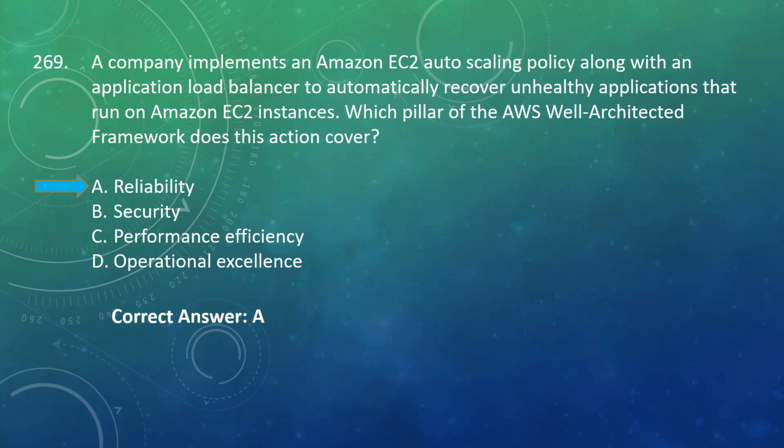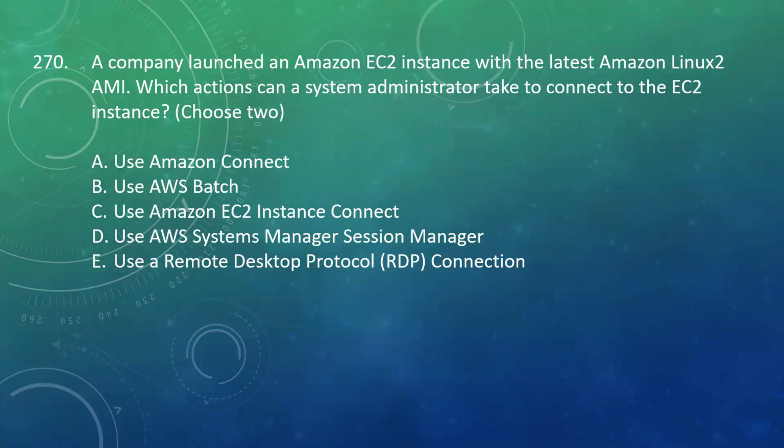So folks, let's look at question number 270 of the series. A company launched an Amazon EC2 instance with the latest Amazon Linux 2 AMI. Which actions can a system administrator take to connect to the EC2 instance? You need to choose 2 options here, and the given options are use Amazon Connect, use AWS Batch, use Amazon EC2 Instance Connect, use AWS Systems Manager Session Manager, use a remote desktop protocol connection.